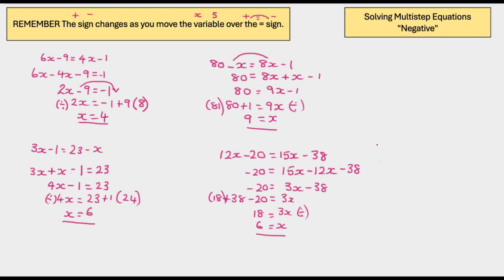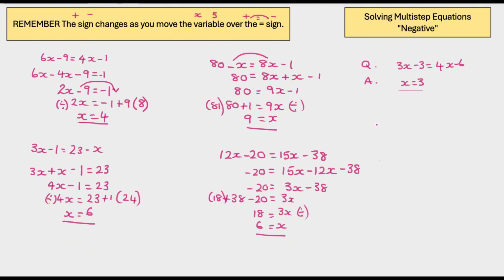And now I want to leave a question here for you. I'm going to give you the answer only. I'm not going to do it for you. I want you to do it yourself. Okay, 3x minus 3 equals 4x minus 6. And the answer is x equals 3. So now you've got the answer, you can work it out. And if you haven't got this answer, you've got it wrong.